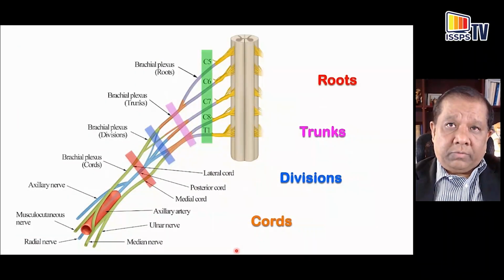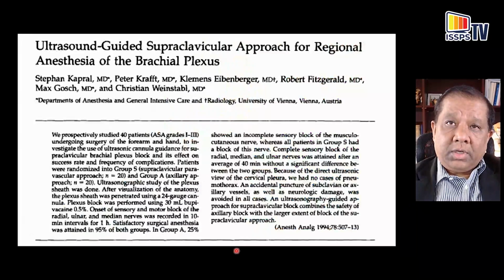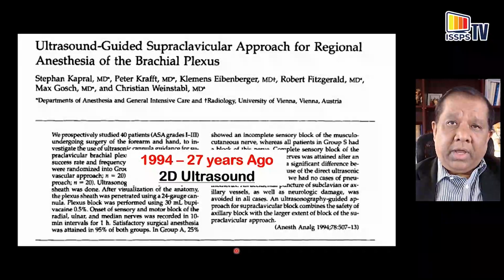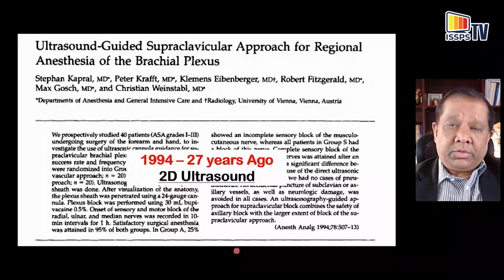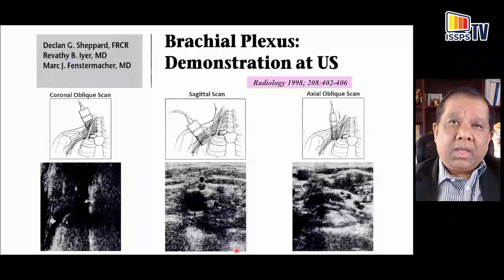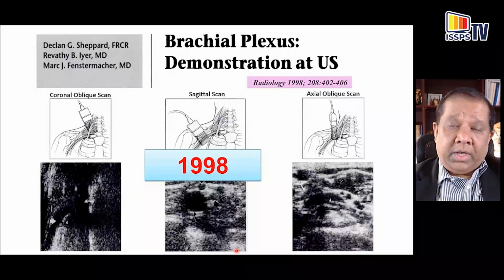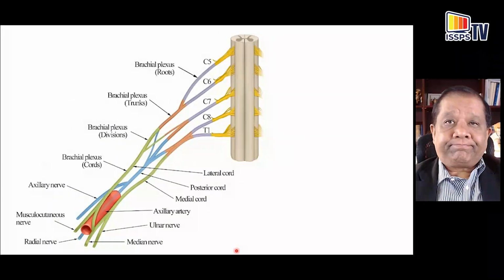The use of ultrasound for brachial plexus blockade was first described by Stephen Kapral in 1994. It's about 27 years ago. They used 2D ultrasound for supraclavicular brachial plexus block. Brachial plexus sonography literature in the radiology literature only appeared in 1998, 4 years later.